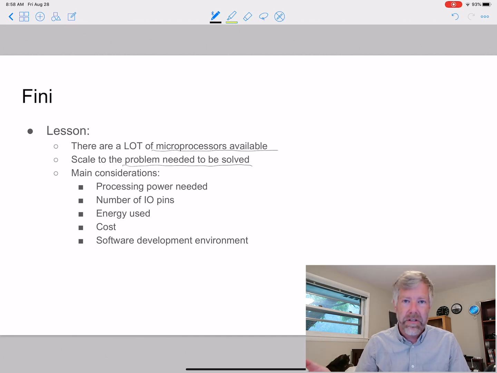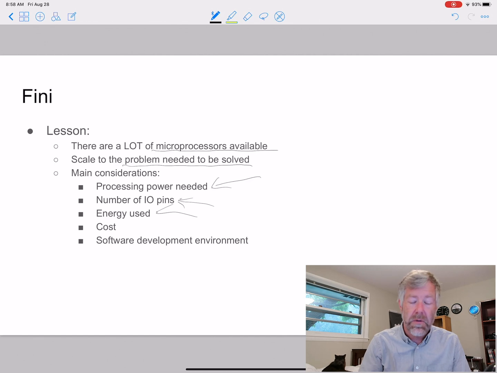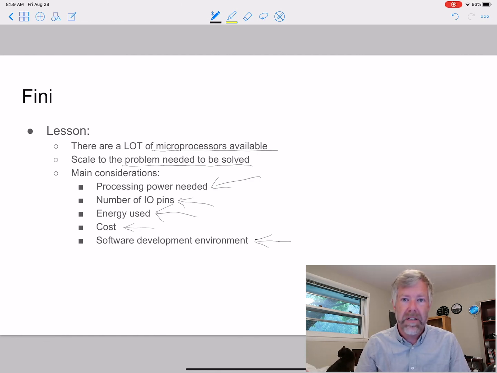There are many considerations when you're thinking about microprocessors, such as the processing power that you need, which for this class is not very much, the number of I/O pins, input-output pins, that you need, and the energy used, so how much time will it take to use up the battery and everything. Cost is often a major consideration. You don't want to spend too much money buying a really bulky processor when you don't need it, so you try to minimize the cost. And then the software development environment is also critical: how complicated is it to actually program your microprocessor, microcontroller.